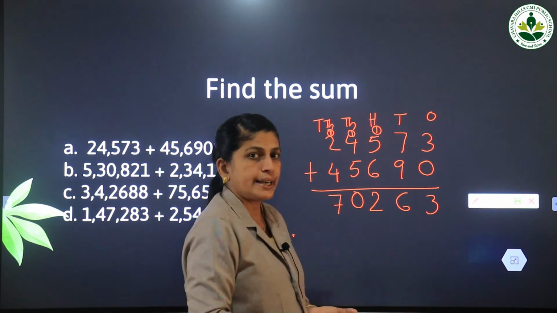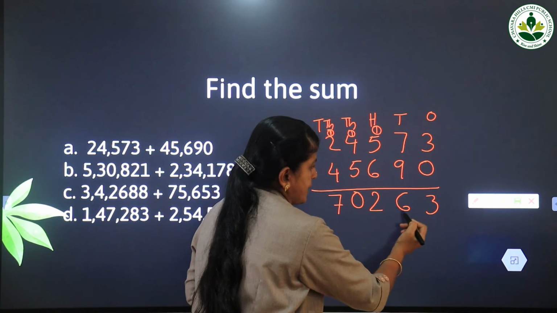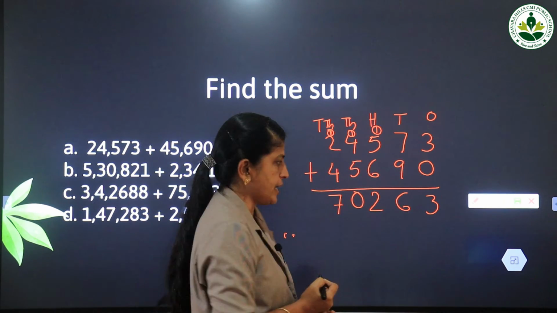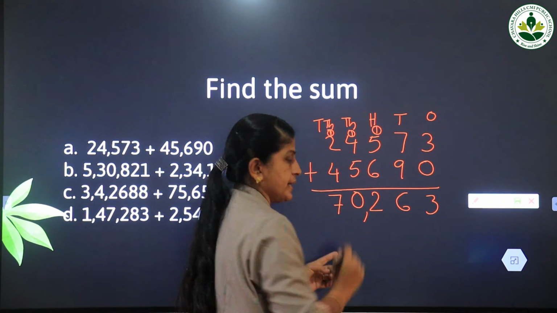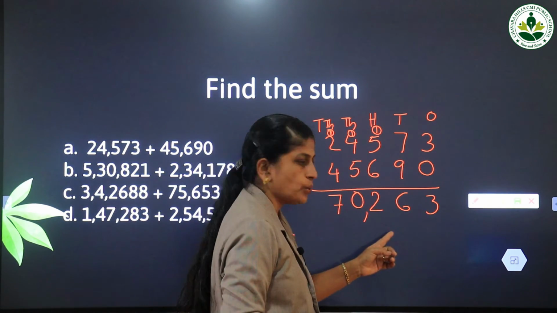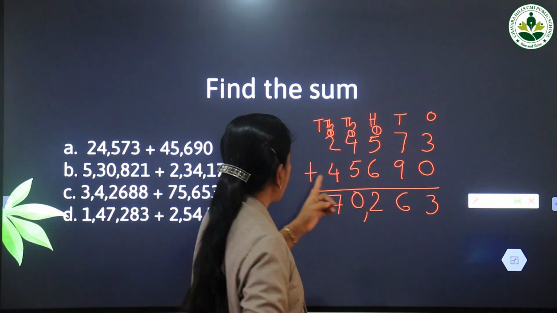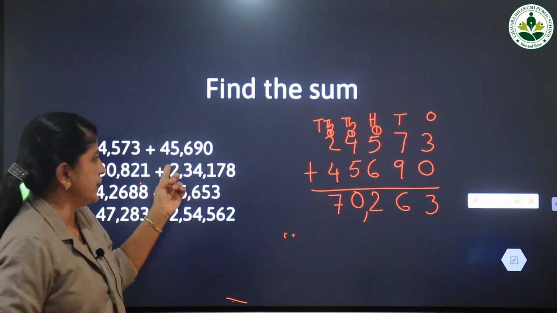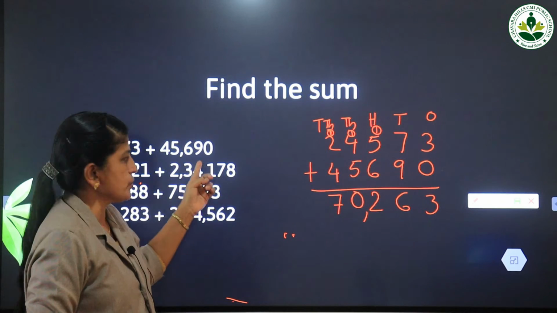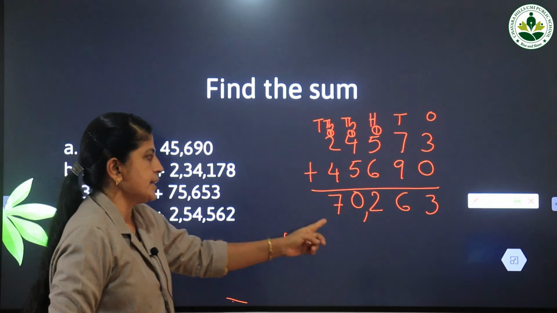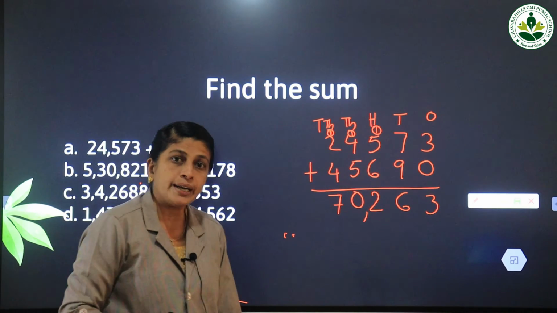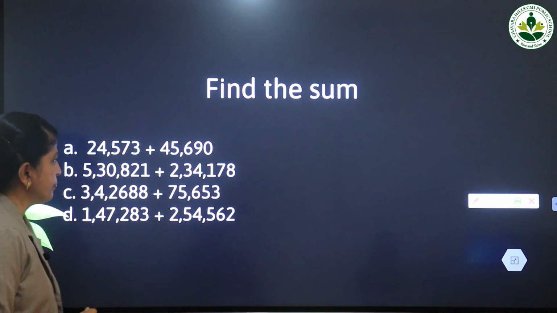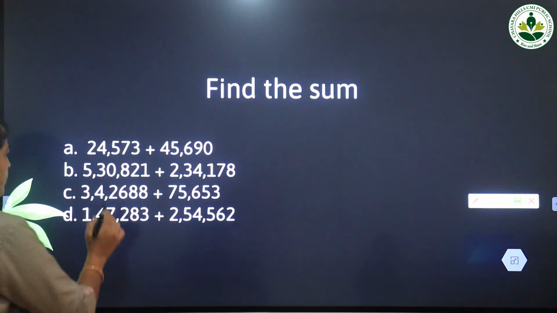How do we read that number? Ones place, tens place, hundreds place, thousands place, 10,000s place. Therefore, the number is 70,263. The sum of 24,573 and 45,690 is 70,263.